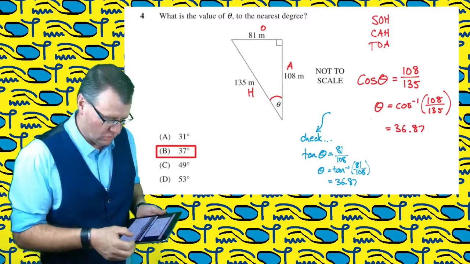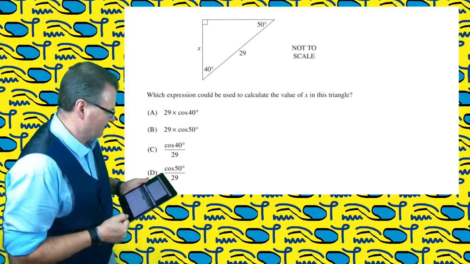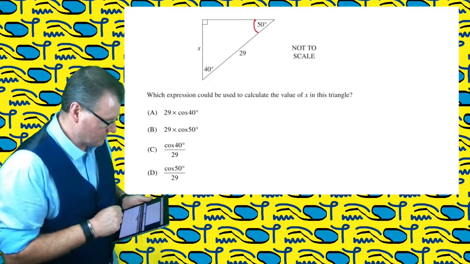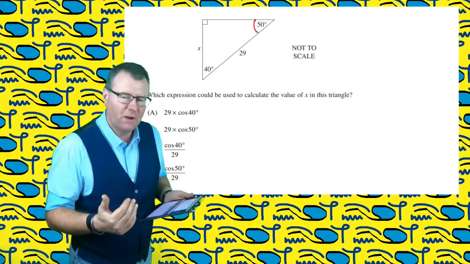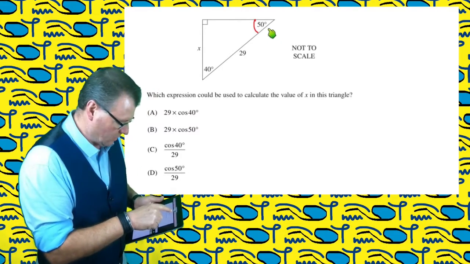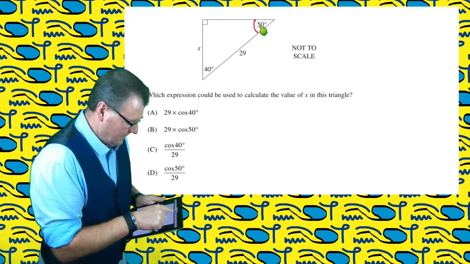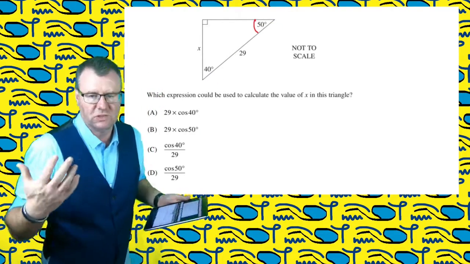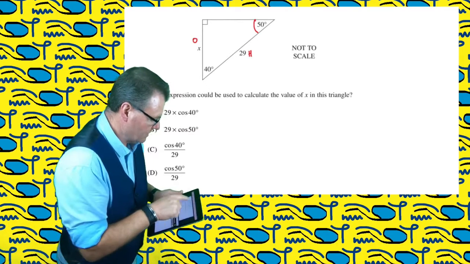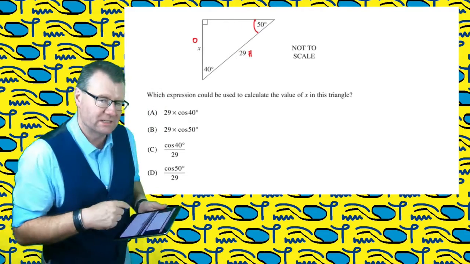All right, good job. Finally, what expression could be used to calculate the value of x in this triangle? All right, let's go through the process again. Now, this one might take a little bit of trial and error, because if I have a look, I've got two angles of reference. I've got the 50 and the 40. Let's say I picked the 50, just at random. I'm going to have a look and see, well, okay, I've got an opposite and a hypotenuse, but I've got nothing about an adjacent.